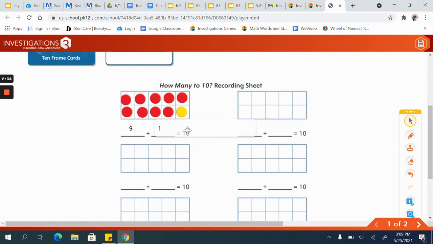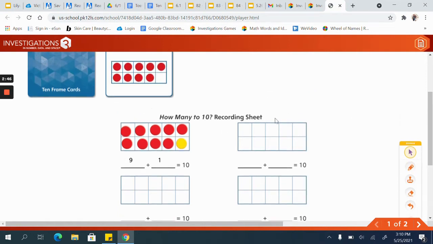Let's look closely at my equation. What does this 9 represent? Can you tell me? You're right, it represents how many we saw on our card. The first card I flipped over today had 9 dots. What does this 1 represent? You're right, it represents how many more we needed to make 10.